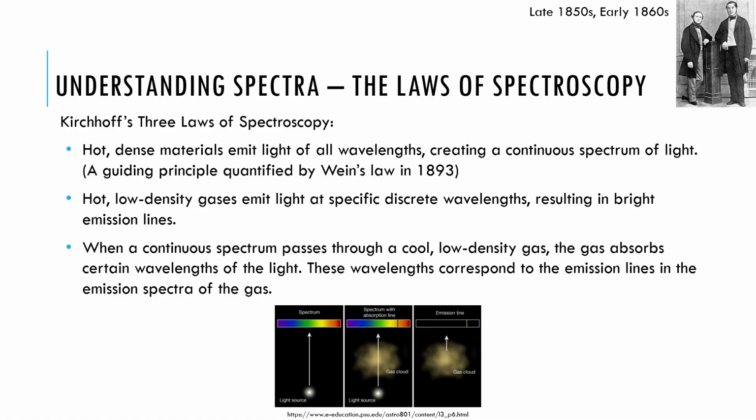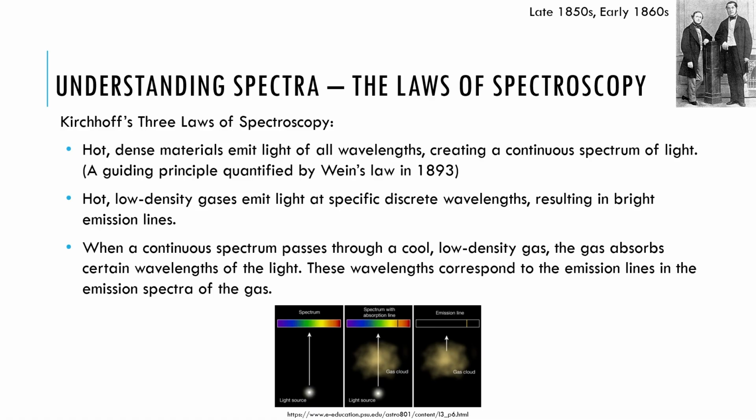The second law states that a hot, low-density gas emits light at a specific discrete wavelength, resulting in bright emission lines. That is the right part of this diagram. In other words, if you are able to provide a gas cloud with energy, it may begin to glow, similar to a discharge tube. And those emission lines, like we said before, form a fingerprint which is indicative of the particular material that it is composed of.